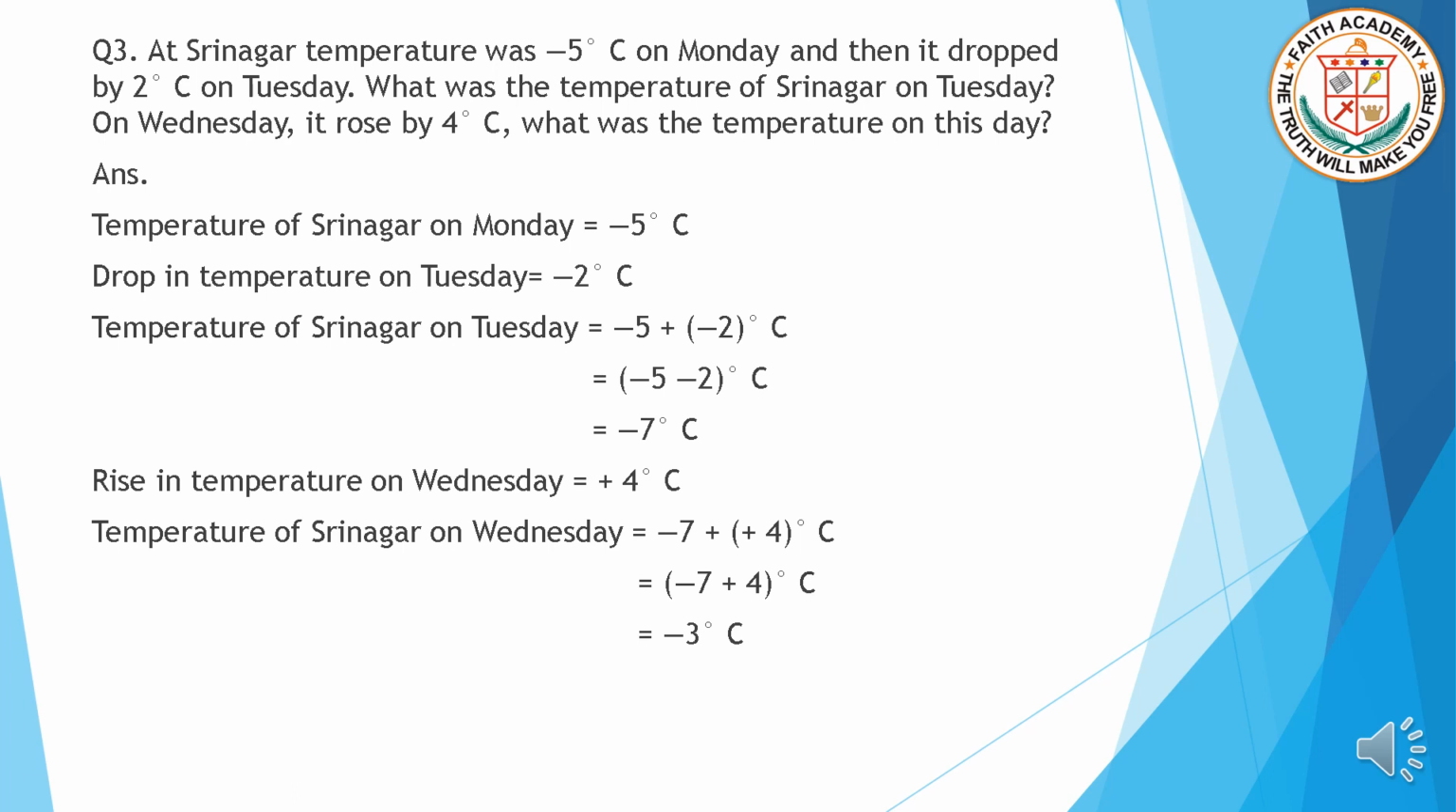Whenever two different signs come together, we always subtract the numbers and put the sign of the greater number. So 7 minus 4, we subtract 7 and 4, we get 3, and the bigger sign is minus, so we put minus. So the temperature of Srinagar on Wednesday becomes -3 degrees Celsius.